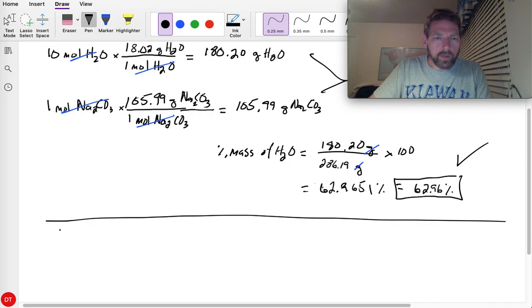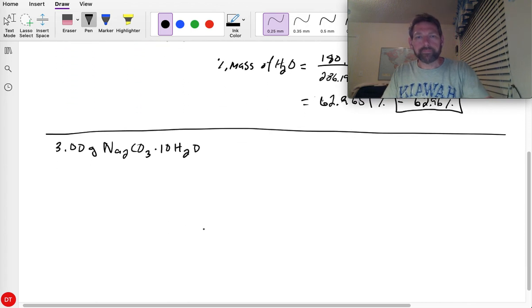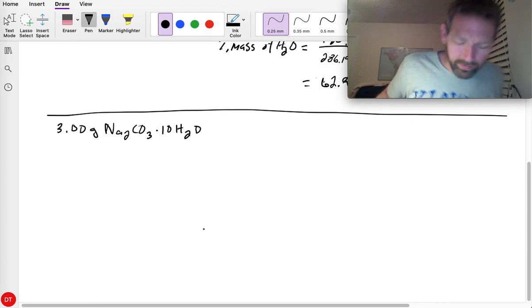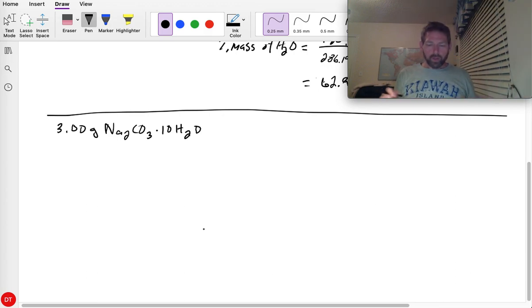So let's say we have a 3 gram sample of sodium carbonate decahydrate. I'm just making this up. I could have picked 300 grams. It wouldn't make a difference, but I would go with 300 grams when we can go with that.